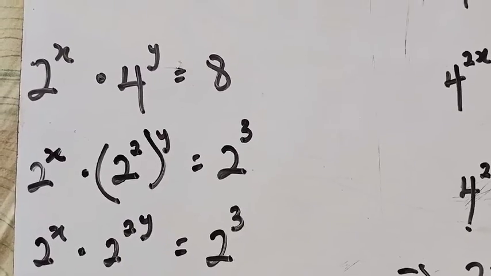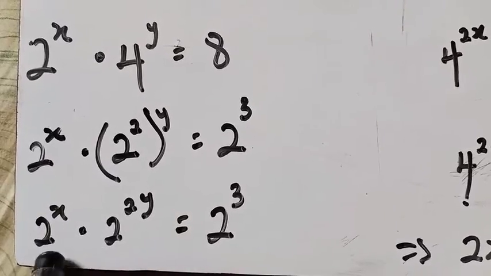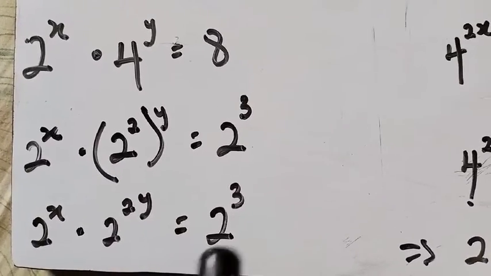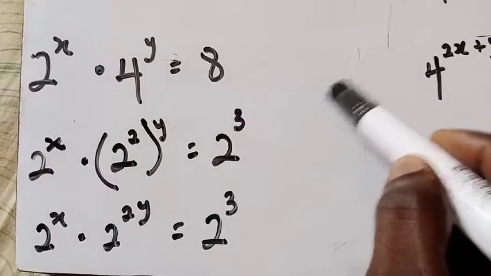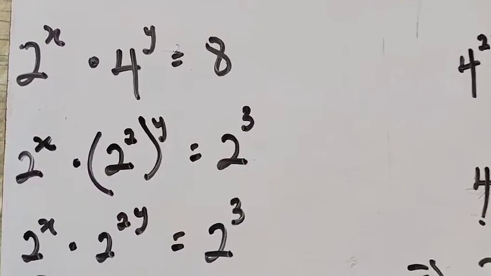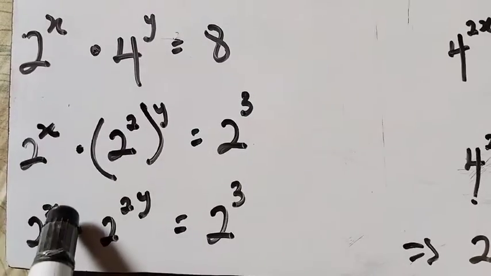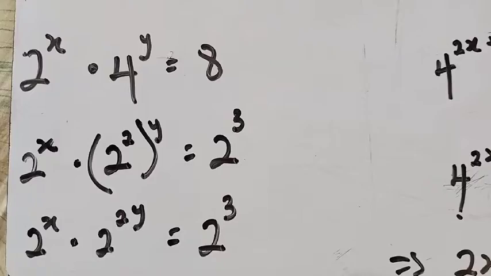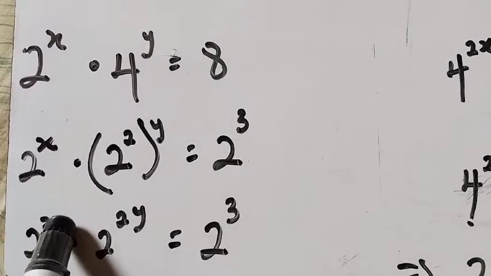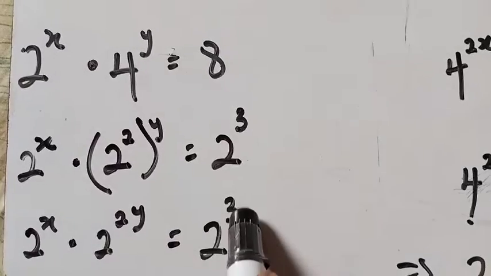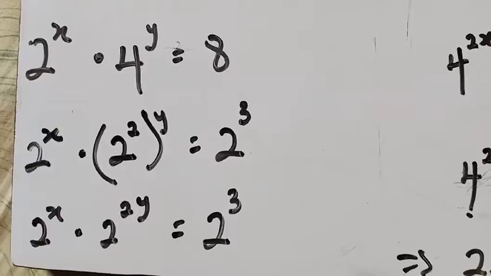So here these two terms are multiplying. If they are multiplying, what happens to the exponent? Since these bases are the same, there is a law that you must obey. The law here is saying that if these two are multiplying and the bases are the same, we can easily add their exponents. So if you add x plus 2y, everything is going to be equal to 3, because we have the same base across.